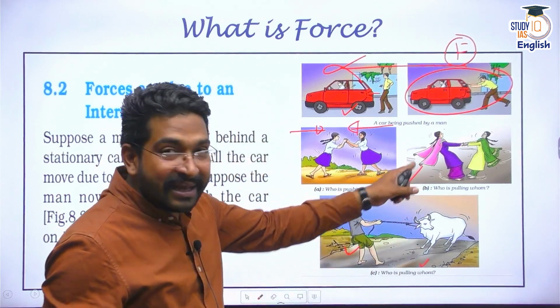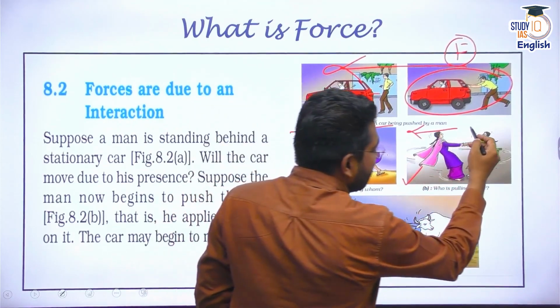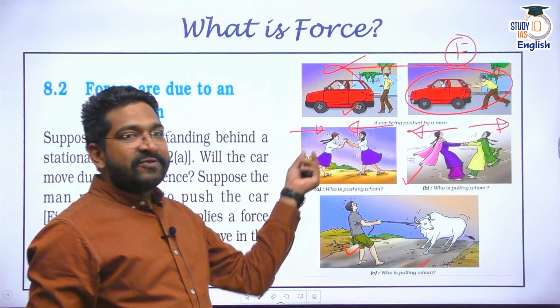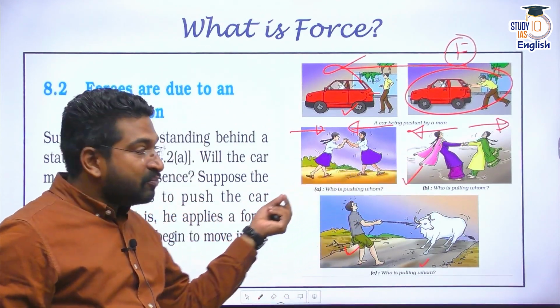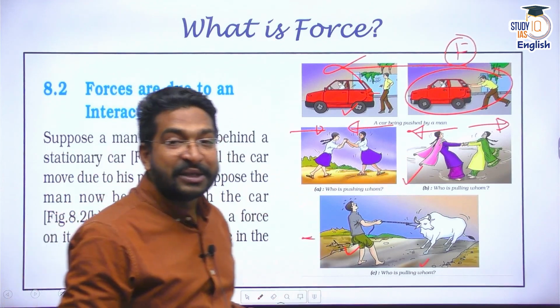Now the same thing here, there is the same pulling force. This lady is pulling the other woman here, and this woman is pulling on the opposite side. Whichever force is higher, the net force would be the difference of these two, and the movement would be on that side. The same case applies here with the farmer and the bull.